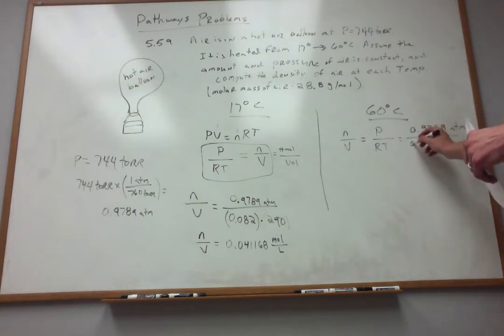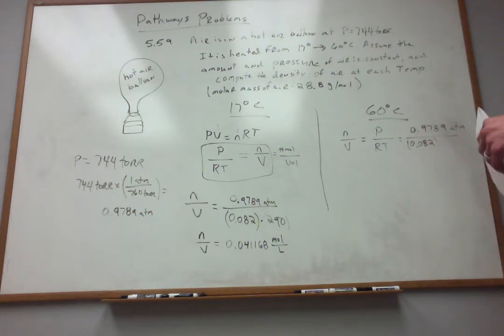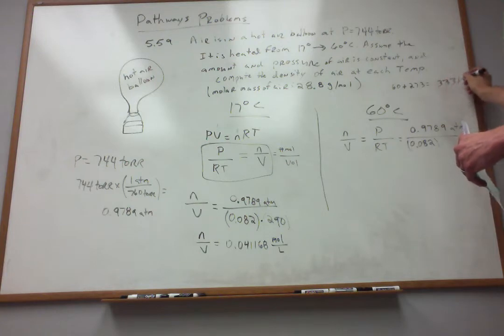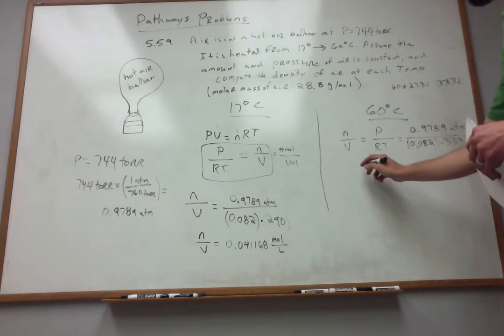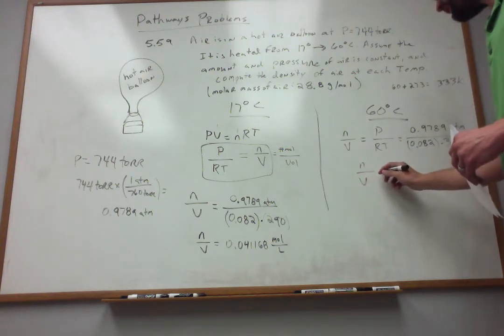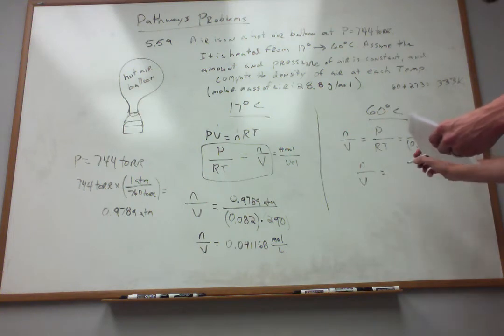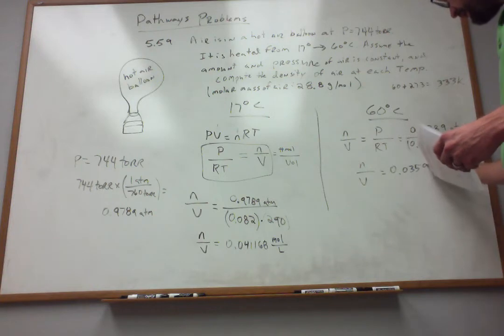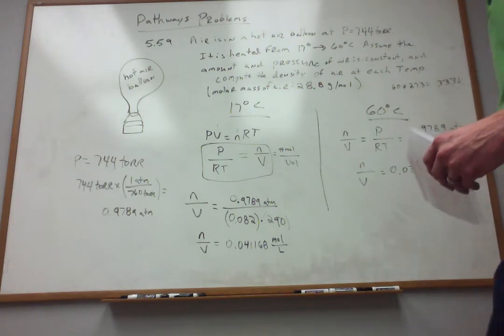Okay. My R, my gas constant, is always 0.082 if I'm using units of liters and atmospheres. But now my temperature is 60 Celsius. Okay. But again, if I do 60 plus 273, I can go to Kelvin. That gets me 333. Now I can do the math on this to get my N over V term. And if I do that, I get 0.03585 mole per liter of air.